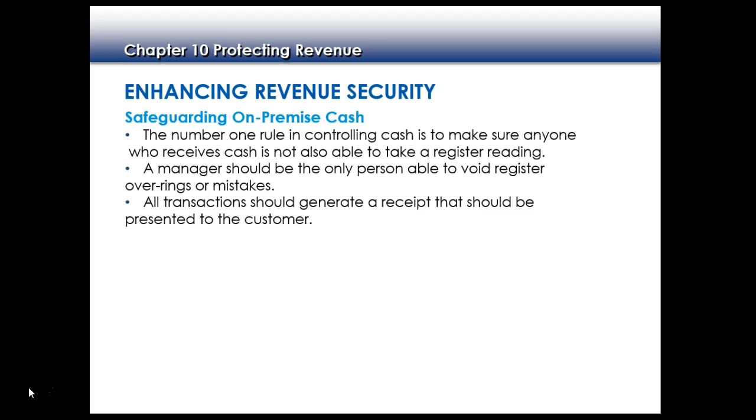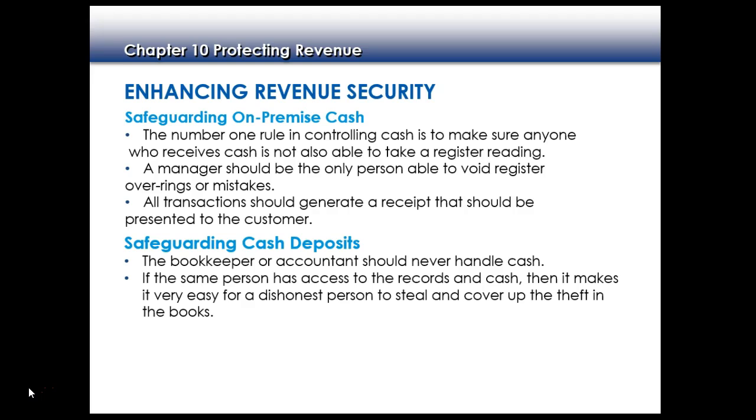So enhancing revenue security. So we're talking about safeguarding the on-premises cash, what you have in your safe and in the registers. The number 1 rule in controlling cash is to make sure everyone who receives cash is not also able to take the register reading. A manager should be the only person able to void register overrings and mistakes. Then all transactions should generate a receipt that should be presented to the customer.